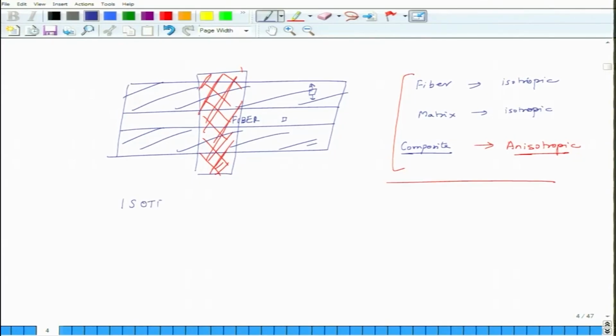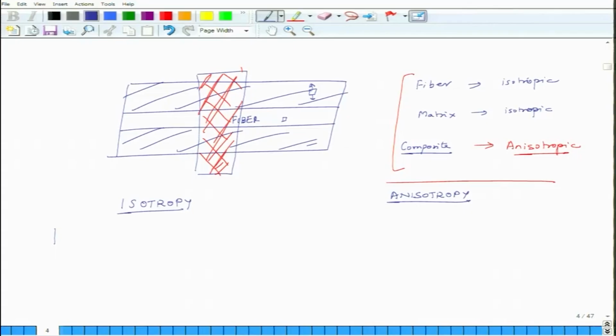So, one property of anisotropy and isotropy we will discuss in somewhat detail. So, consider an isotropic material, let us consider a piece of steel and let us do some experiment on it.